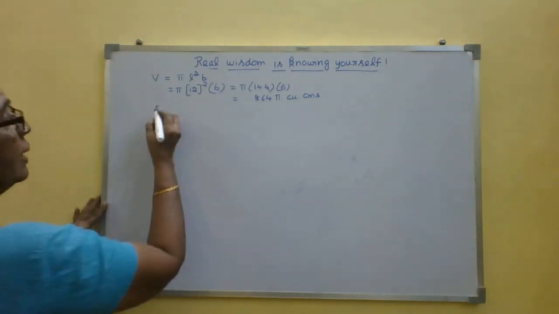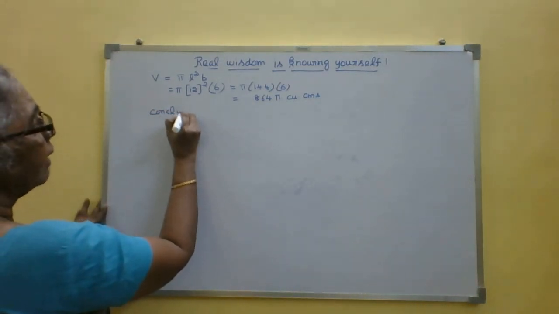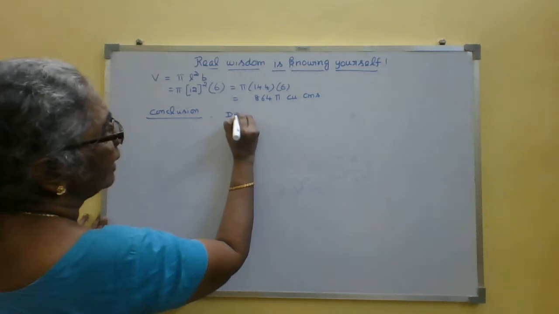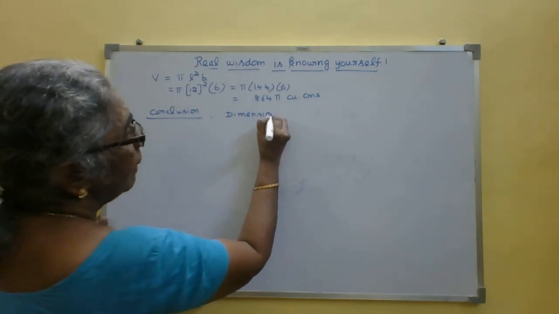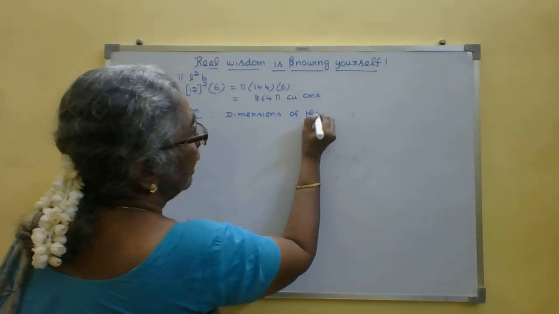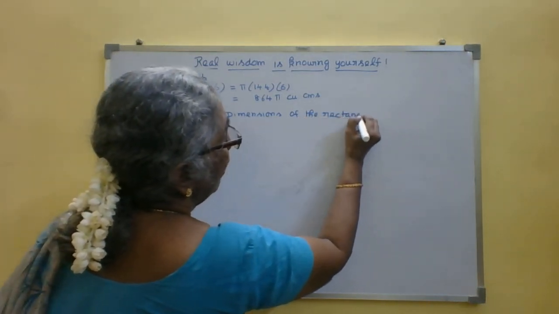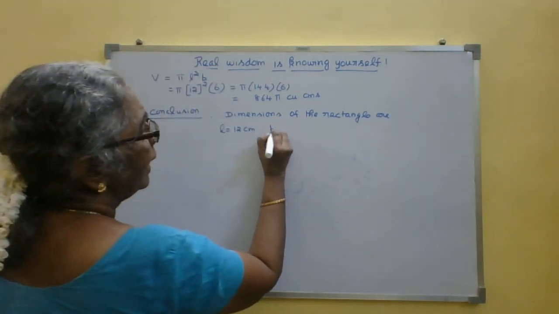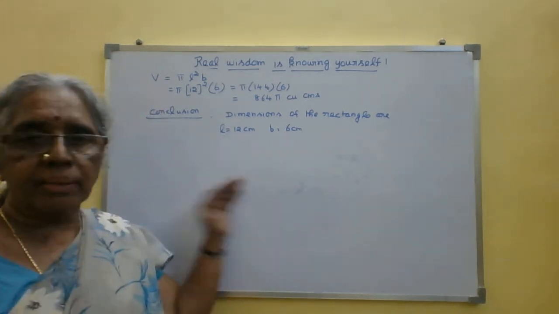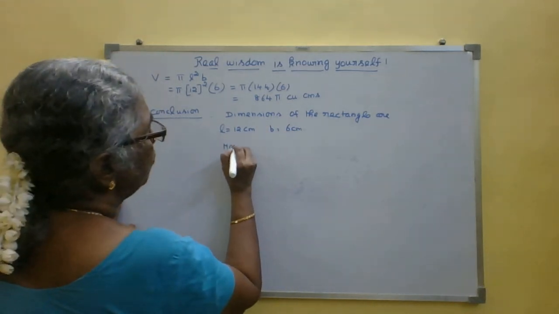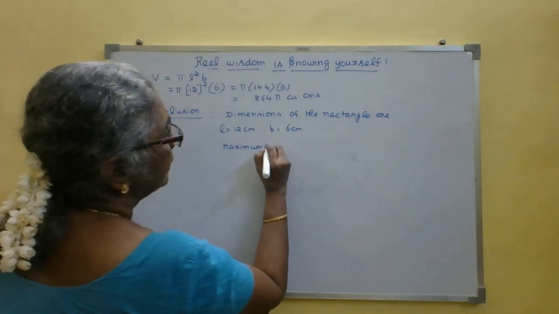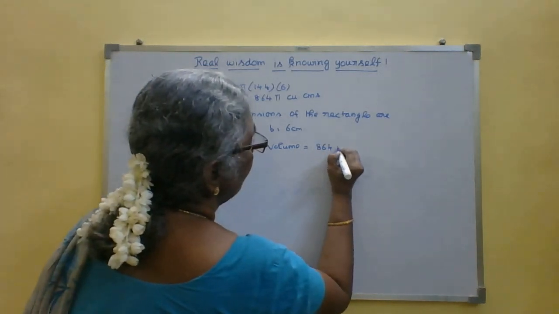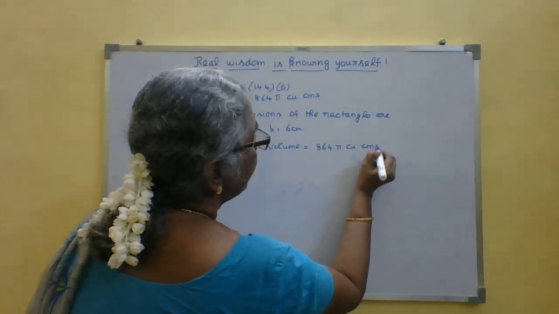So here, now the conclusion is, let us write the conclusion. Two things we have found. One is the dimensions of the rectangle. First one, dimensions of the rectangle are L is equal to 12 centimeter, B is equal to 6 centimeter. This is one. The second one, the maximum volume. The maximum volume, actually it is of the cylinder only, that is 864 pi cubic centimeters.